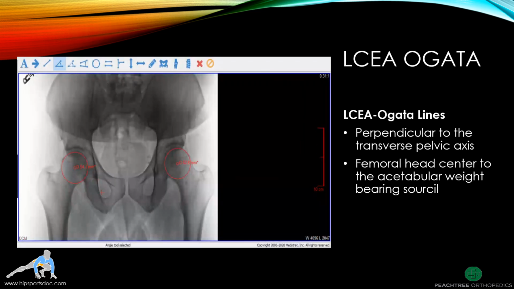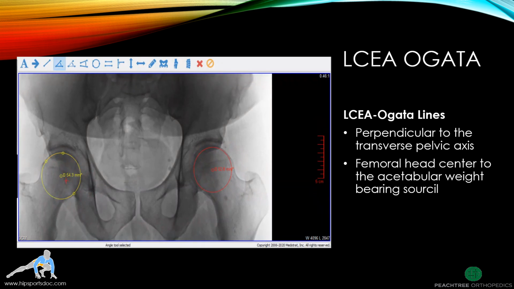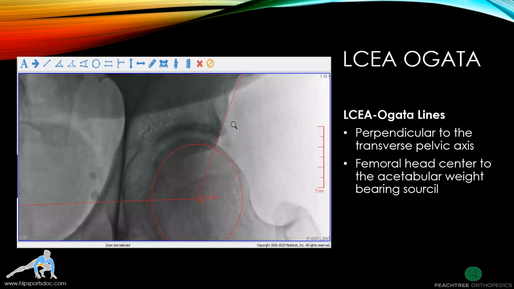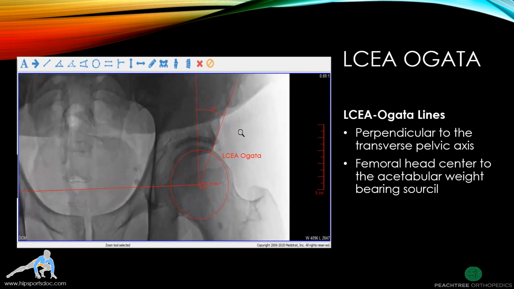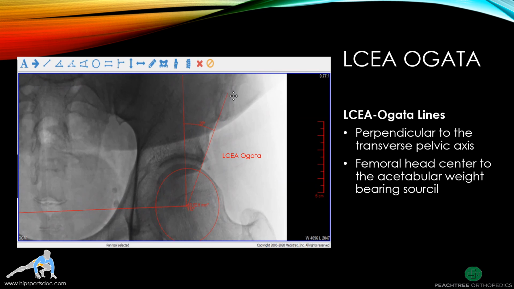Alternatively, the LCEA Ogata is a measurement of the angle of coverage of the weight-bearing surface of the acetabulum. The only difference relative to the LCEA Wiberg is that the line extends to the edge of the sourcil rather than to the edge of the acetabular bone. In this patient, the LCEA Ogata is 25 degrees, and the LCEA Wiberg is 30 degrees. The LCEA Ogata angle measurement may be the same or smaller than the LCEA Wiberg in a given patient.